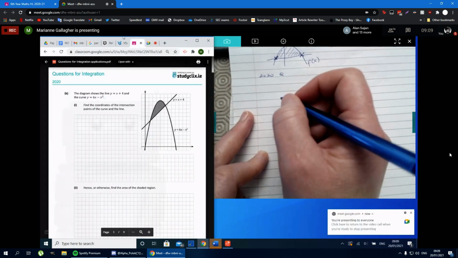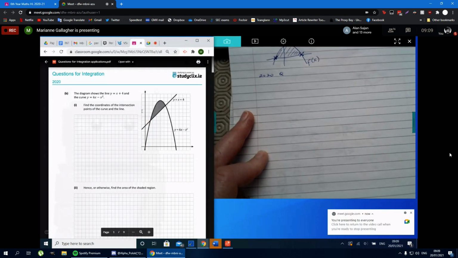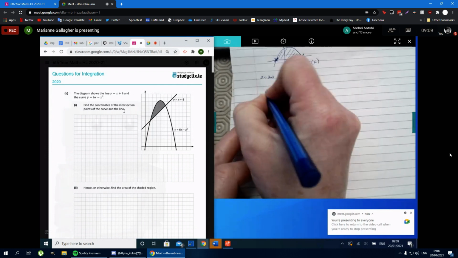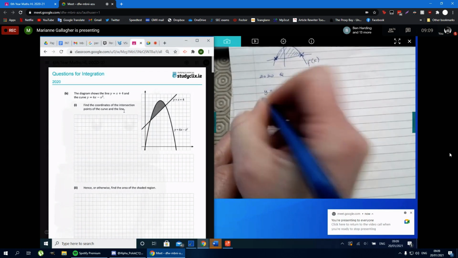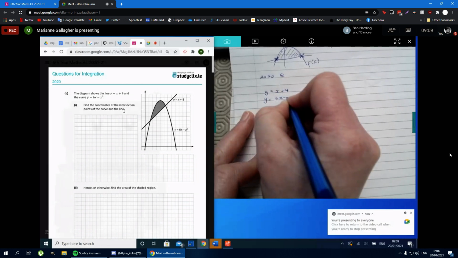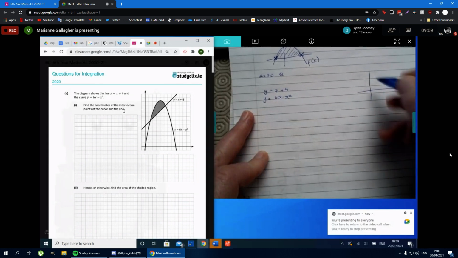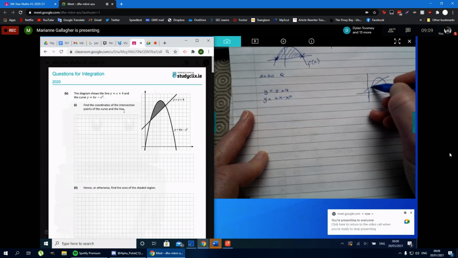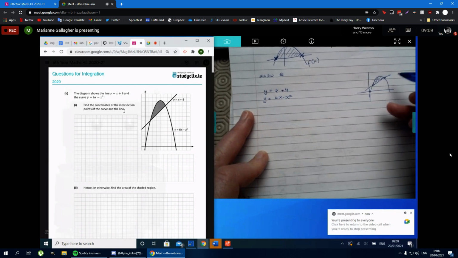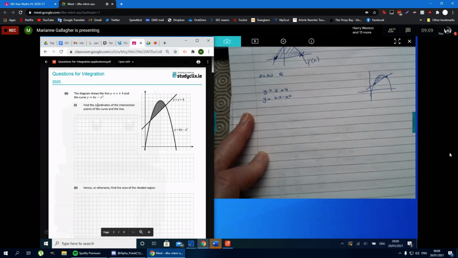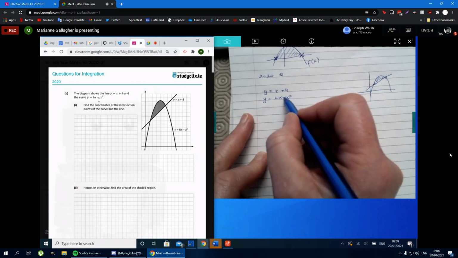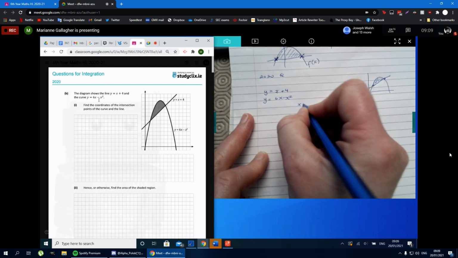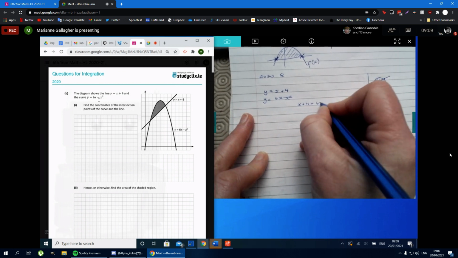Okay, so the first thing we need to do, and they're actually telling us to do it, is find the coordinates of the intersection points of the curve and the line. The line is y equal to x plus 4. The curve is 6x minus x squared, and where they intersect is going to be your limits of integration. That's where you start and end your integration. Notice it says coordinates of the intersection point, so we can solve to find x. Don't forget to sub back in to find y. Where they intersect, these two are equal to each other, so that's your equation to solve. Set the line equal to the curve.